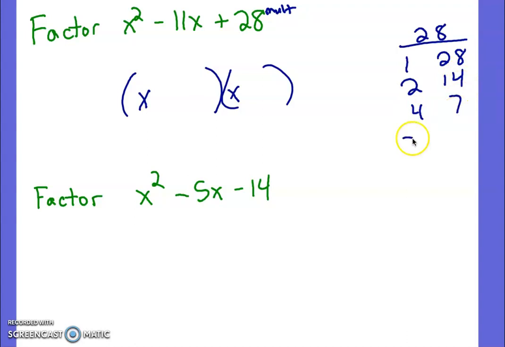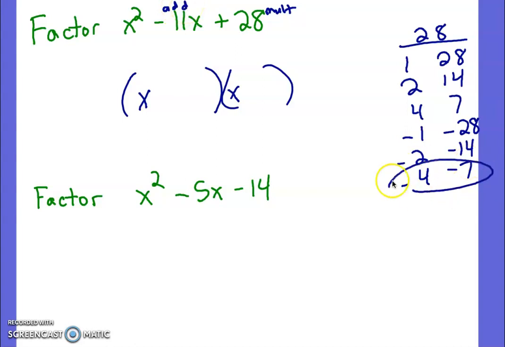And then you have all the negative. -1 times -28, -2 times -14, and -4 times -7. Now, only one of them will add, look at the middle term, only one of those adds together to give me -11, and it's this guy right here, -4 and -7. And again, the order does not make a difference.